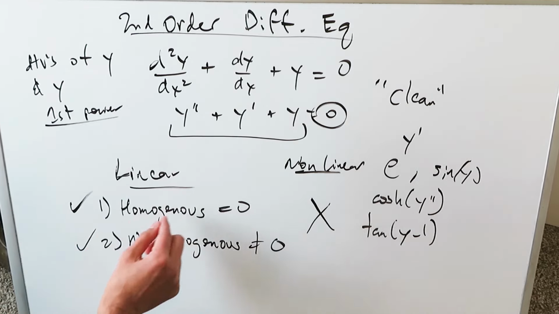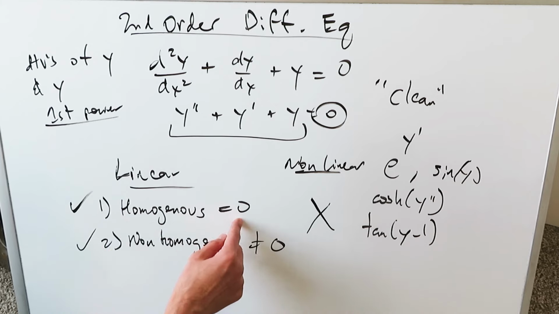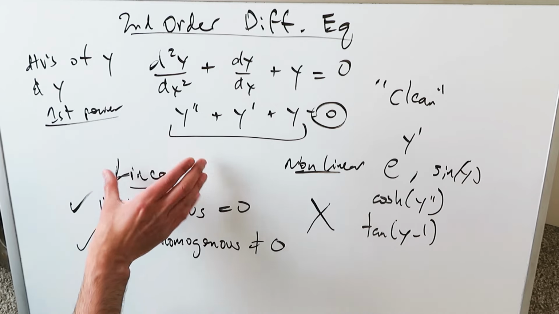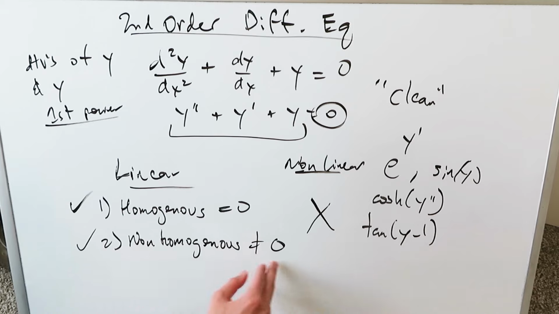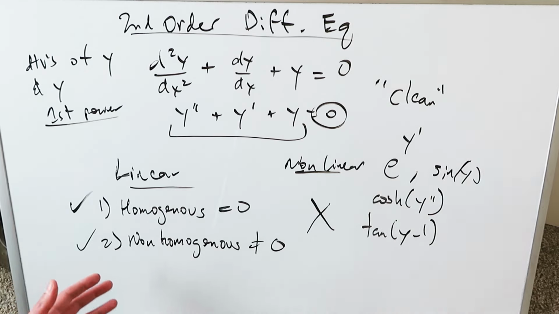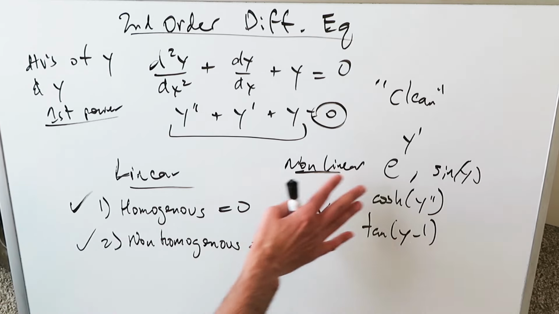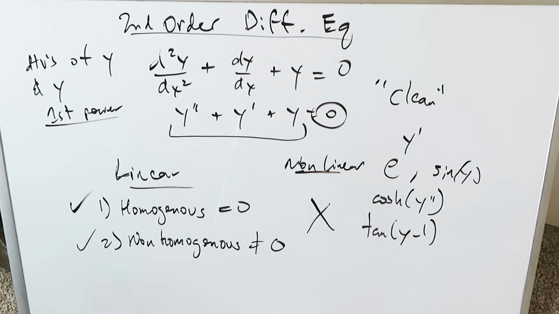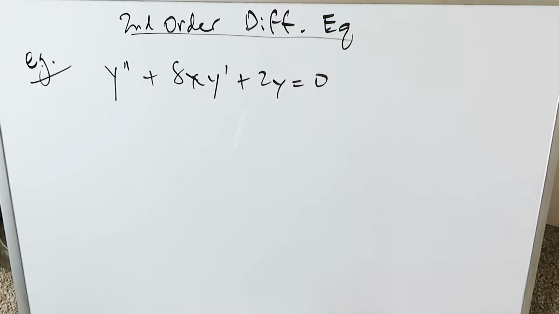Anytime you have a linear equation, the equation is equal to 0, you have a homogeneous. If you have a linear second order differential equation and it is not equal to 0, then you have a non-homogeneous linear differential equation. Anytime you do not have this, you have that. The best way to understand these nuances is by me showing you a couple of examples and we can categorize them. Let's start with this equation.